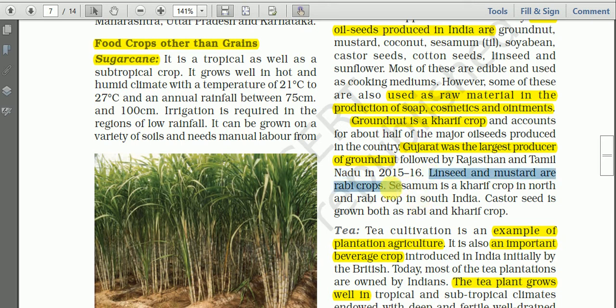And linseed and mustard are rabi crops grown in winter. Sesamum is a kharif crop grown in the north, but it is grown as a rabi crop in South India, because South India has a higher temperature in winter, and hence it can be grown in the winter also. And castor seed is grown both as a rabi and a kharif crop. So this is about different oil seeds grown in India.